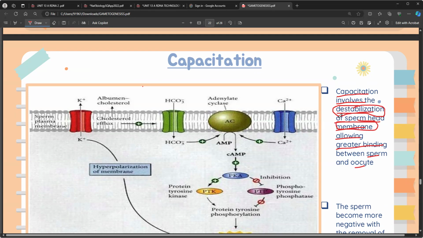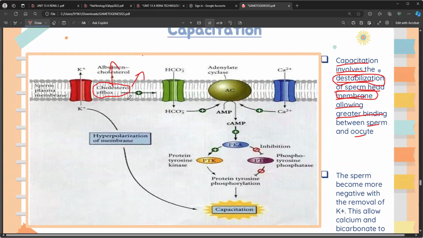Now the question is here, friends, how? How can we destabilize the sperm membrane? That is an important question. All of you please look into this. This is the membrane of the sperm head. You can see that on the membrane of the sperm head, there is a presence of cholesterol. There's a presence of albumin. What should I do now? I have to remove these two. That is my ultimate goal. Once I remove these two, the sperm head which contains the acrosomal vesicle becomes super active.